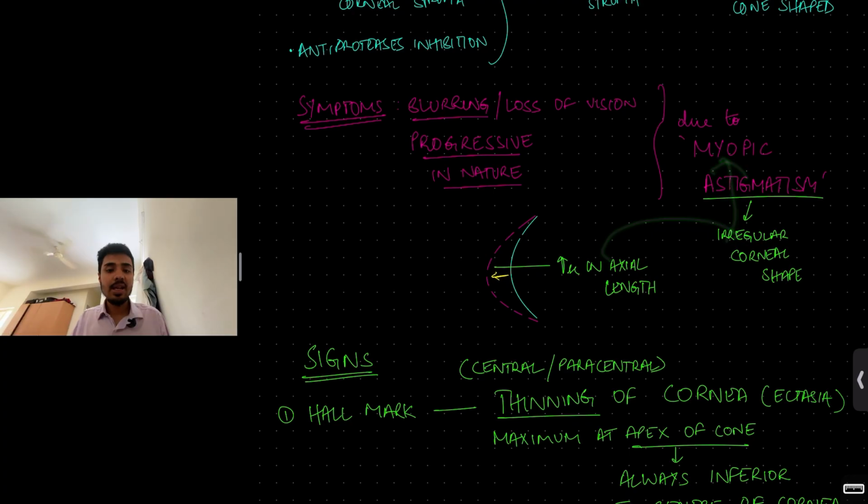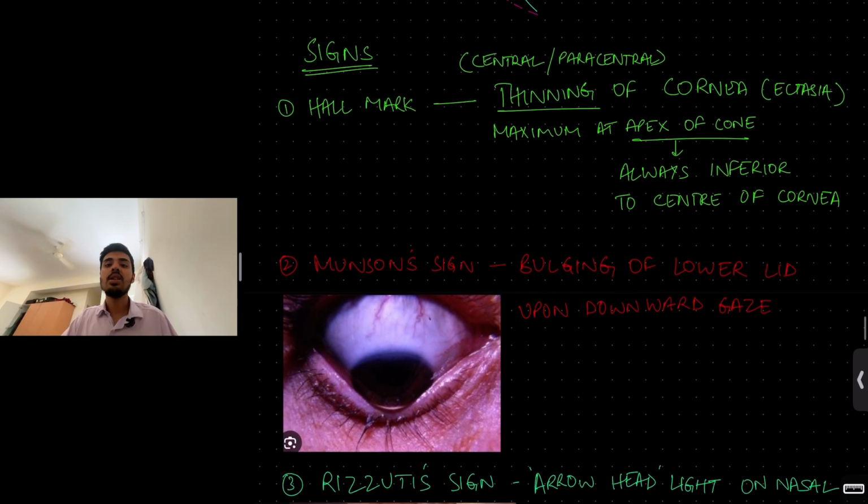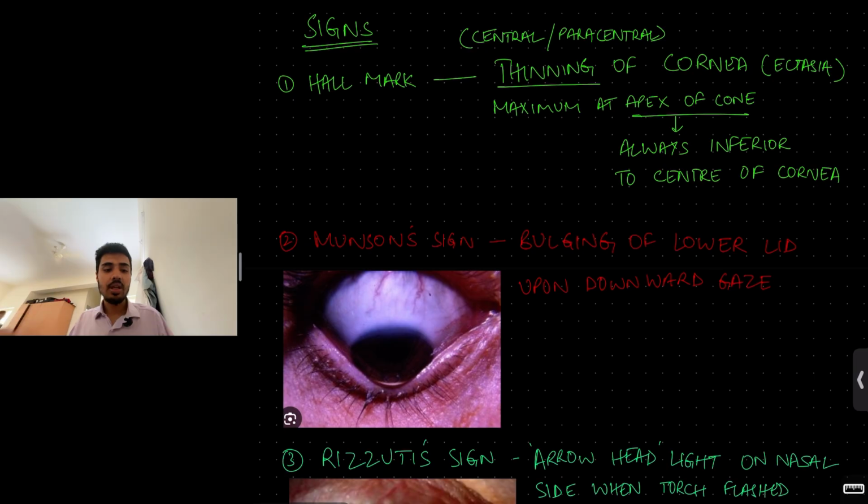And why is it astigmatism? Because the cornea has an irregular shape. So the irregular shape of the cornea as well as an increase in axial length lead to myopic astigmatism. So the symptom in keratoconus is progressive vision loss due to myopic astigmatism. Then, coming to the signs of keratoconus, the hallmark sign is thinning of the cornea.